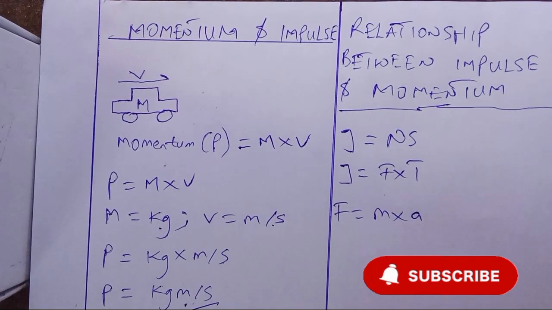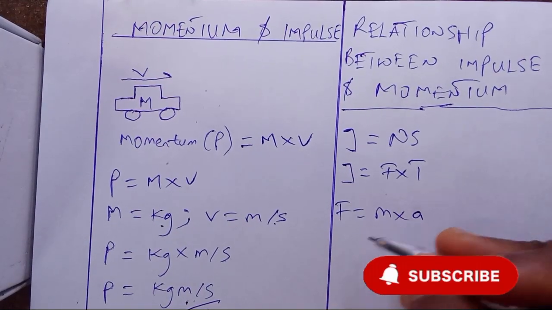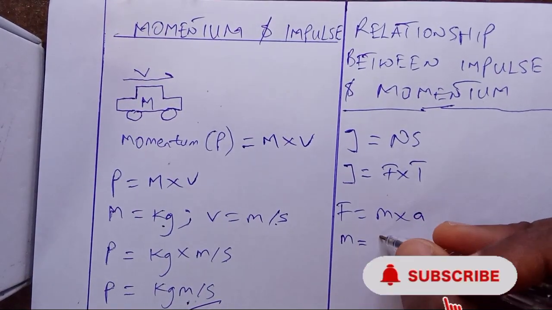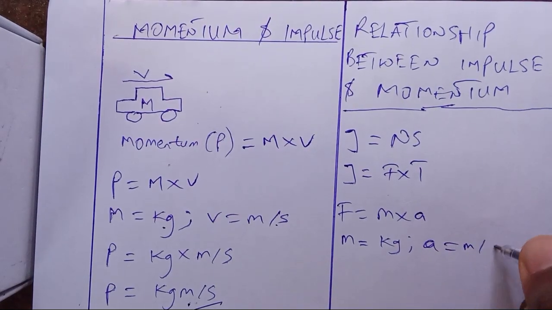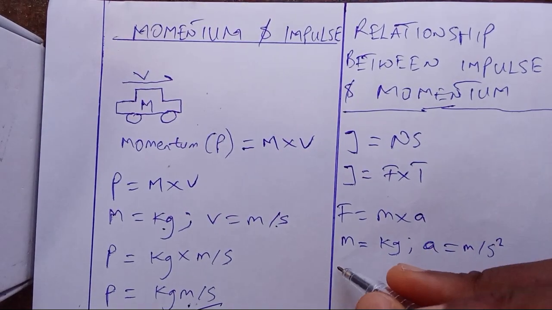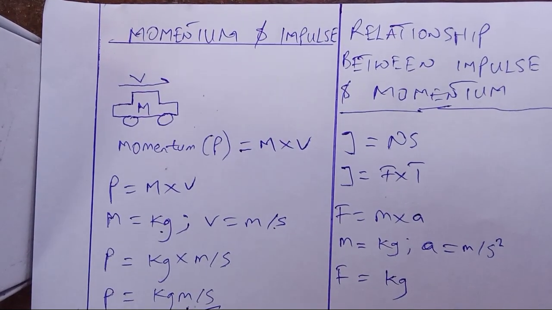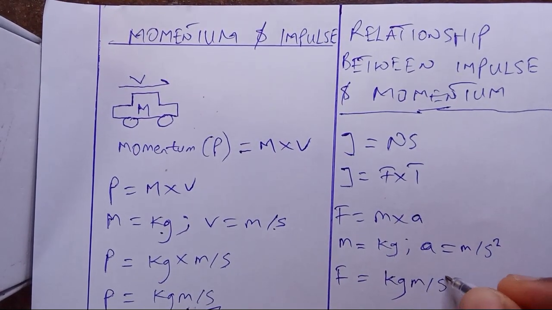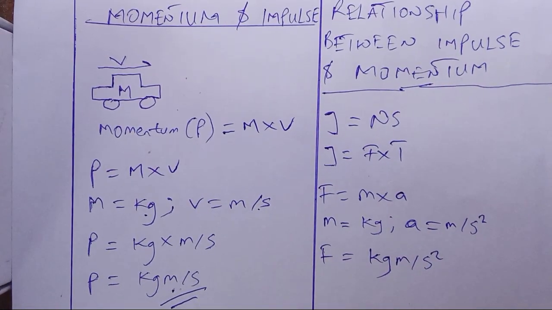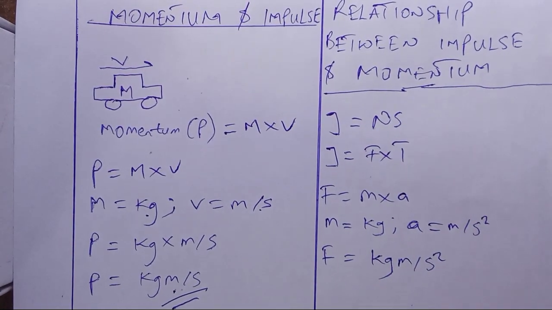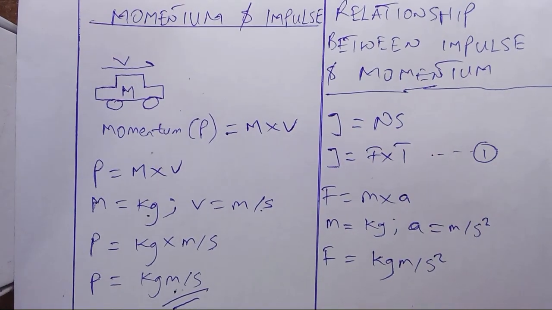So our force is what? Mass and acceleration, right? And now our unit for mass is what? We said it earlier, kilogram, and our unit for acceleration is meter per second square, right? If we join this together, I can say our force equals kilogram meter per second square. So our force is what? Kilogram meter per second square. Now let's call this equation 1. Let's put it back into our equation.